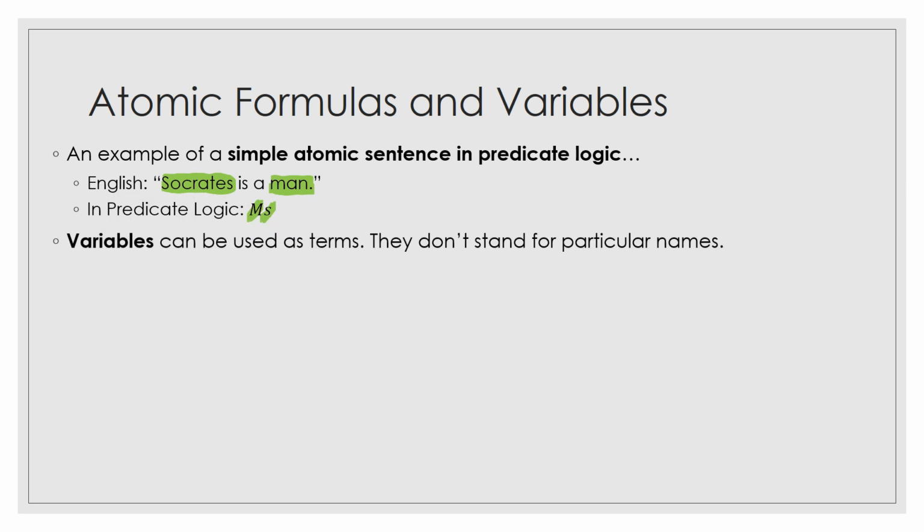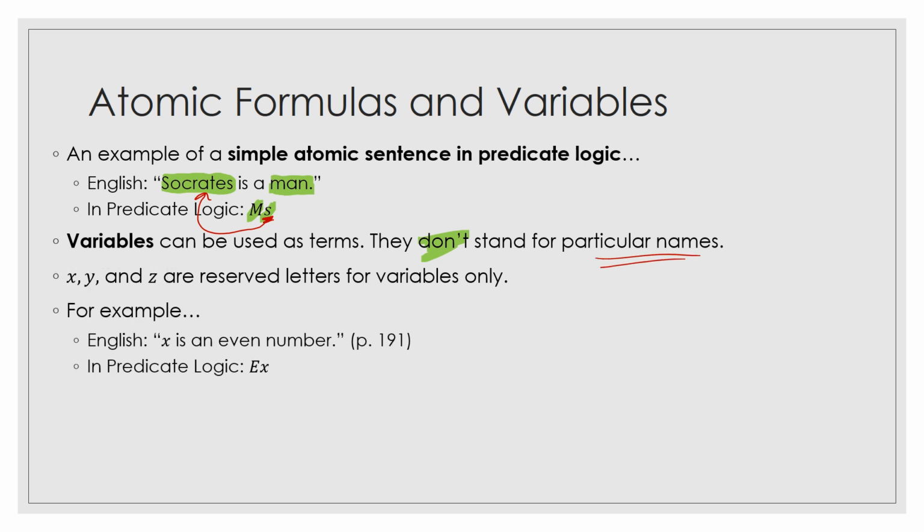Moreover, we have variables, and variables can be used as terms, but they don't stand for particular names. So clearly with this lowercase s, we're talking about a particular person, namely Socrates. In general, x, y, and z are reserved letters for variables only. They don't stand for a particular name. But here's an example to make this more clear.